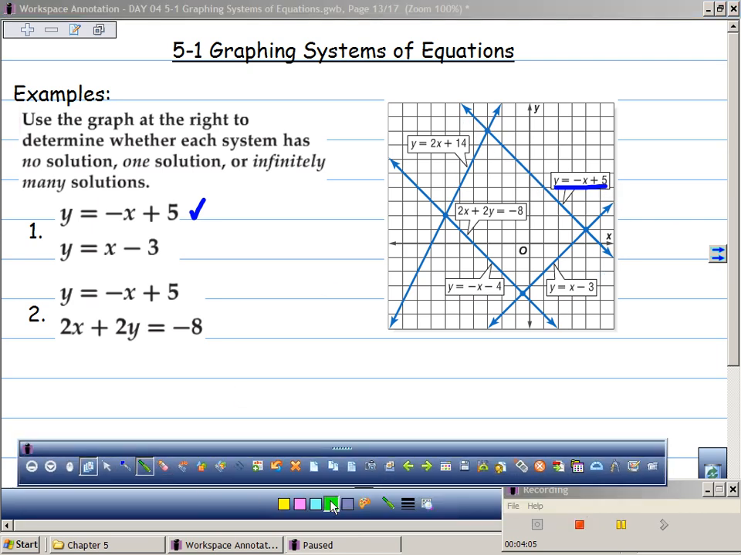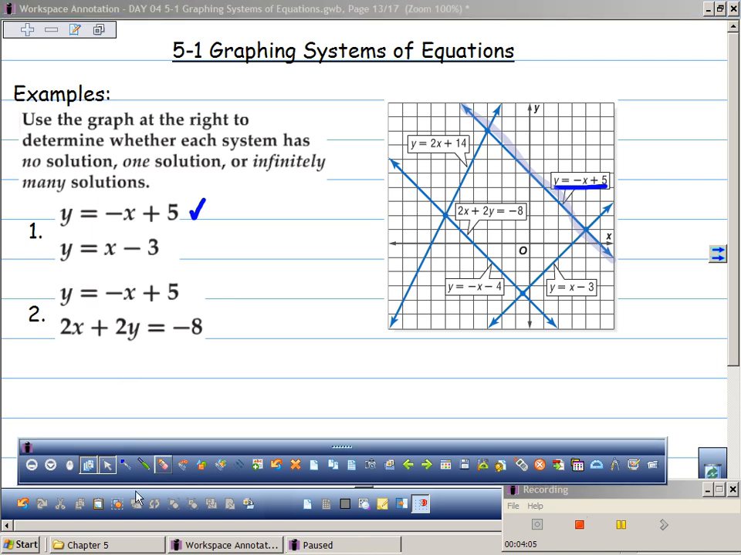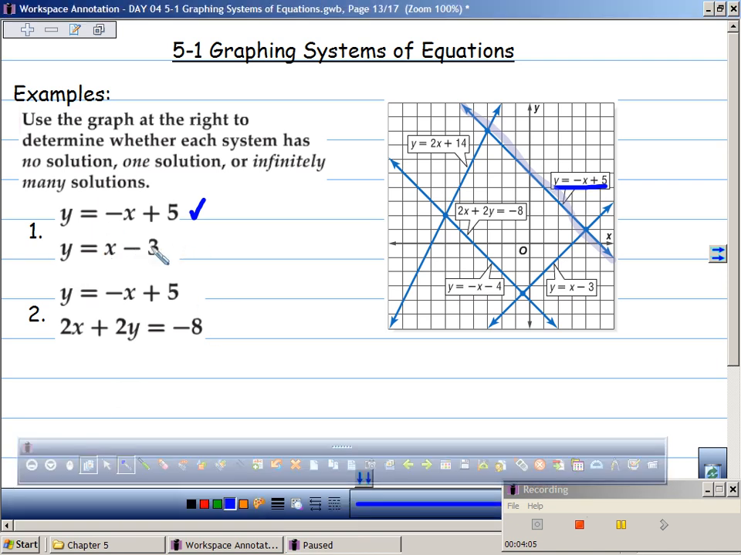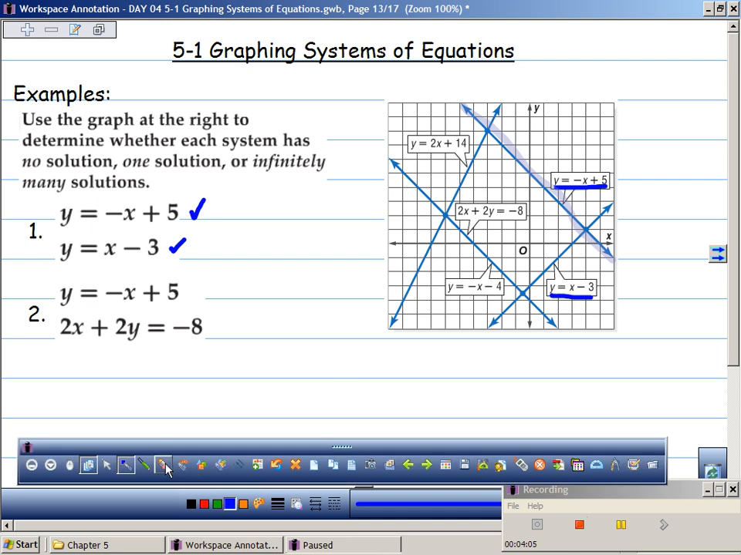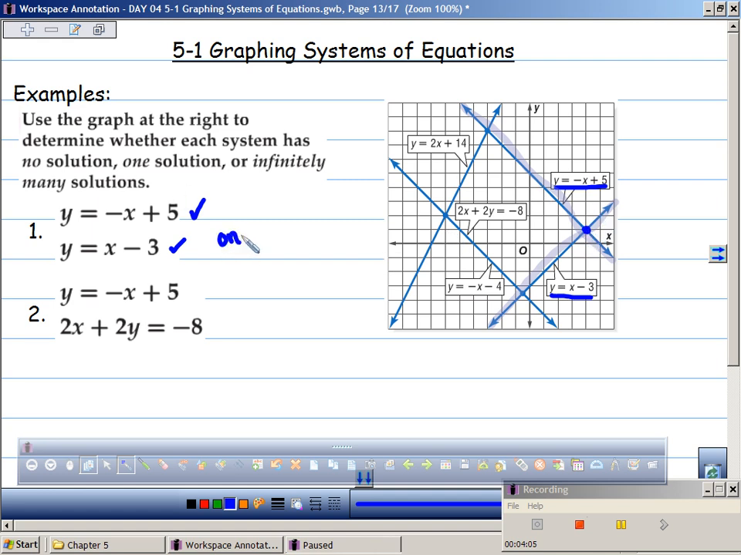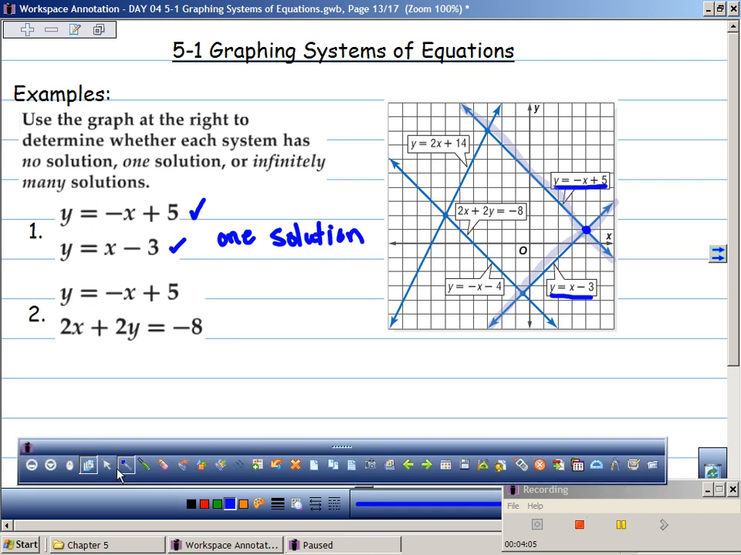Let's highlight it. This line right here. And this line, y equals x minus 3, is right here. Does this system have one solution, no solution, or infinitely many solutions? One solution, right? It's right there. So we'd say this one has one solution. Okay, let's look at number 2.